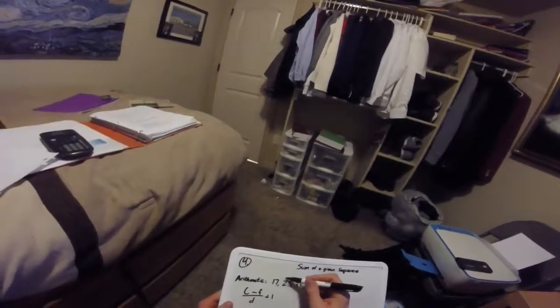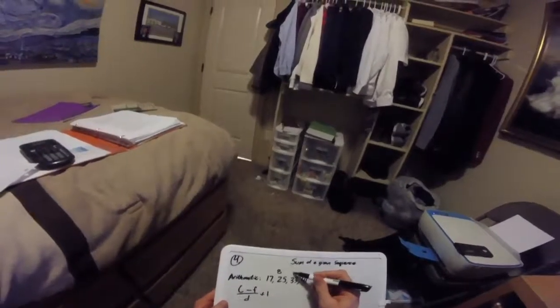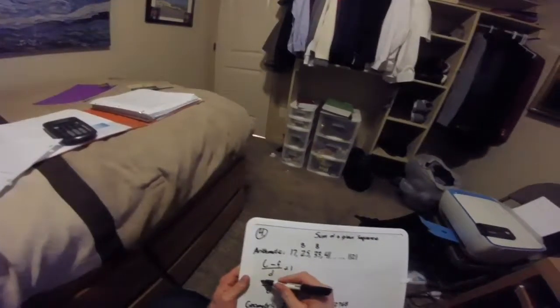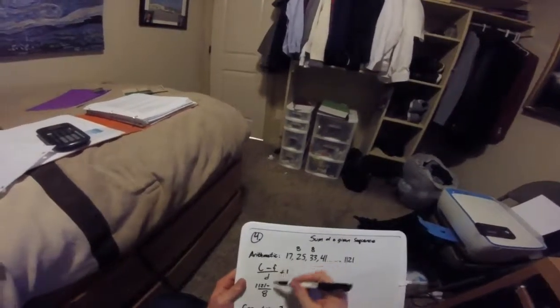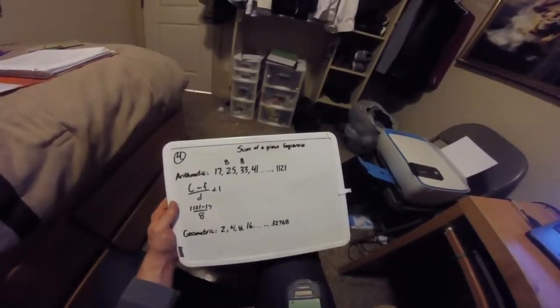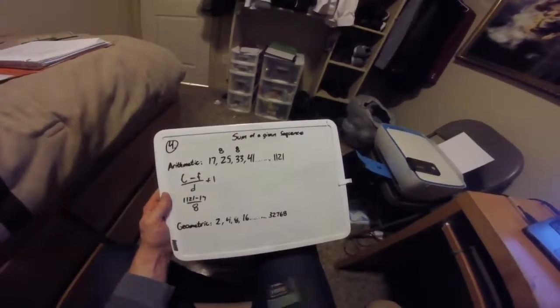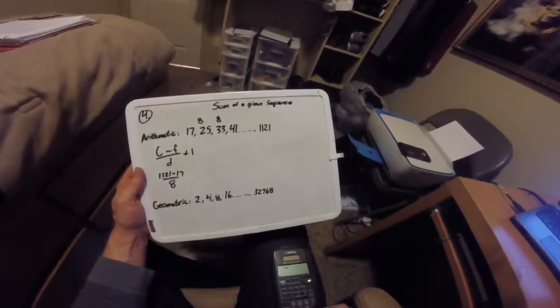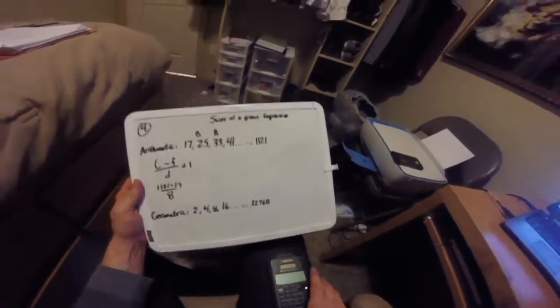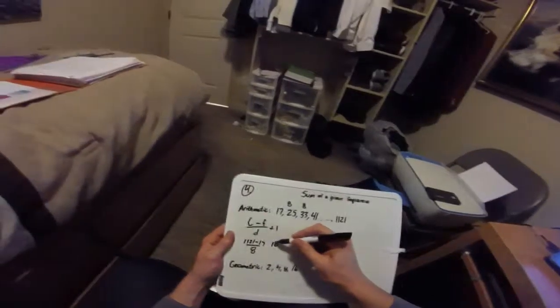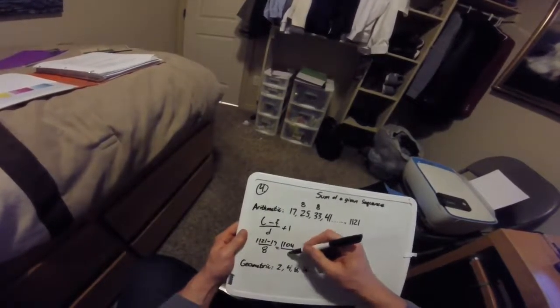So 25 minus 17 is 8, 33 minus 25 is 8. So we know that our difference is 8. So last term being 1,121 minus 17 equals 1,104 divided by 8.